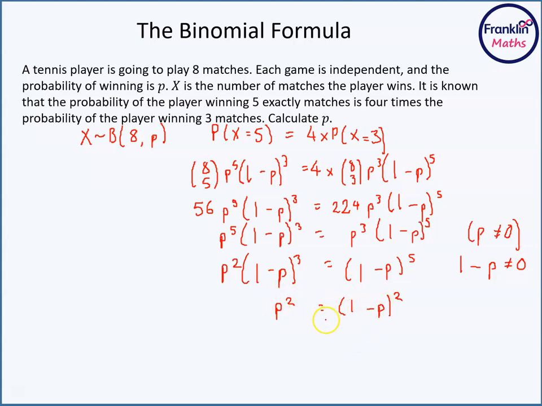But what I'm going to do is I'm going to actually square root both sides. Now, the reason I can do that is that we know that p is positive. Okay, so I can just take the positive root of both sides. Otherwise, if you're not happy with that, expand this side and just equate. So I've got p is equal to 1 minus p.